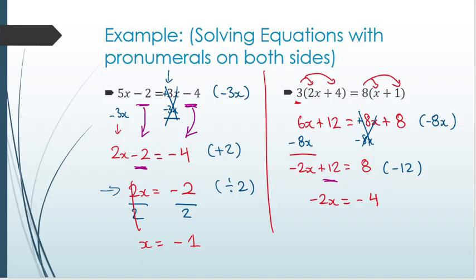Now over here, my final step, I need to get rid of this negative 2 attached to the letter x. So I am now going to divide by negative 2. When I divide by negative 2, all I'm left with is x is equal to positive 2. The reason why it's positive is because I have a negative in the numerator, which is negative 4, and I divide it with negative 2. So the two negatives just cancel out to make a positive. And then I have 4 divided by 2, which is 2. Okay? So x is equal to positive 2 in this case.